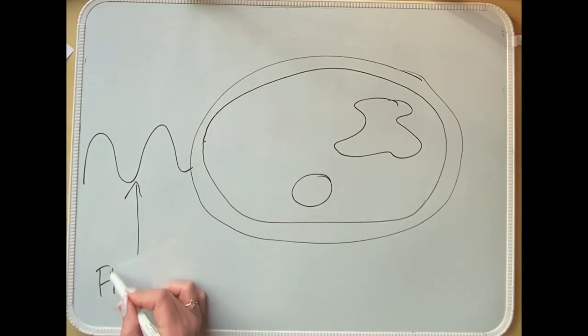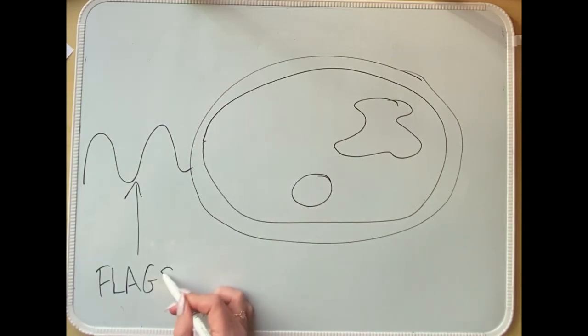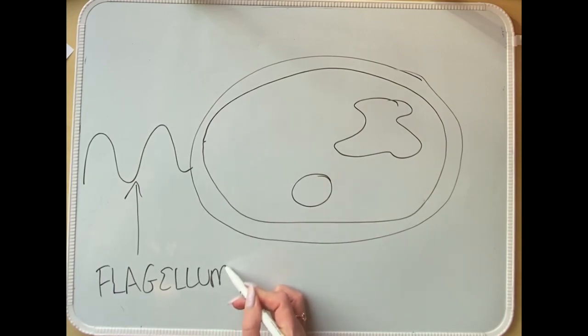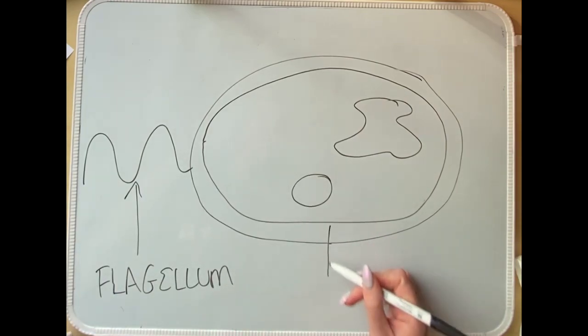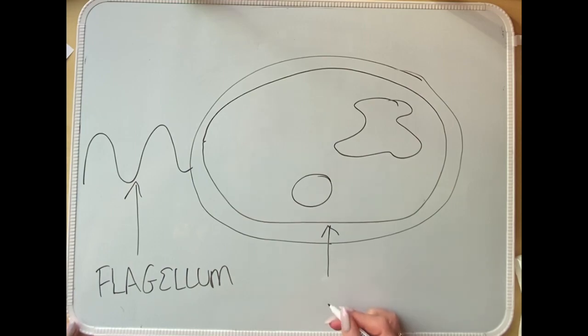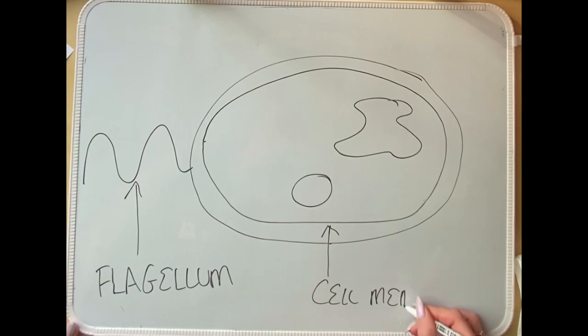The next organelle we are going to look at is the cell membrane. We have encountered this before in both animal and plant cells. The cell membrane is semi-permeable, meaning it only allows certain substances inside the cell. Remember, it's like a bouncer.